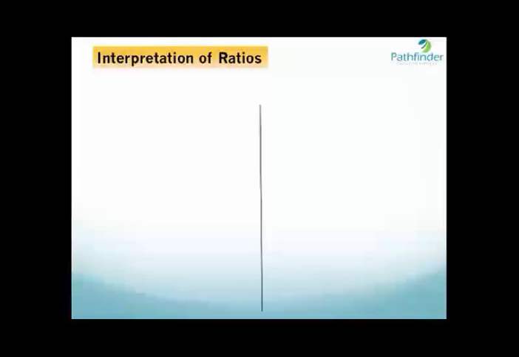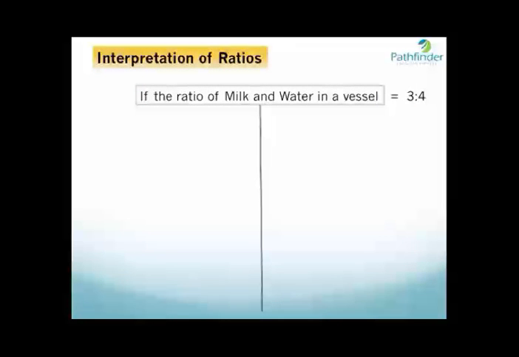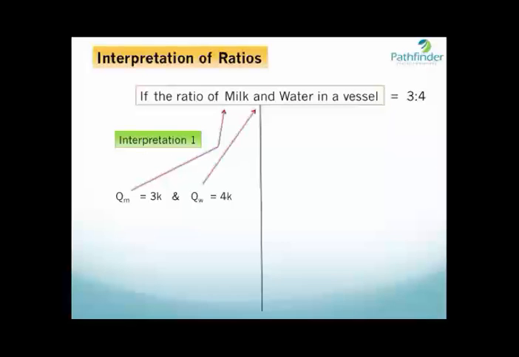Now there are two other interpretations of ratios. If the ratio of milk and water in a vessel is 3:4, then interpretation 1, the quantity of milk is equal to 3K. The ratio of milk is 3, so the quantity of milk is 3K. Similarly, the quantity of water is 4K. The ratio of water is 4, the quantity is 4K. So remember, the quantities of milk and water are multiples of 3 and 4 respectively, represented as 3K and 4K.